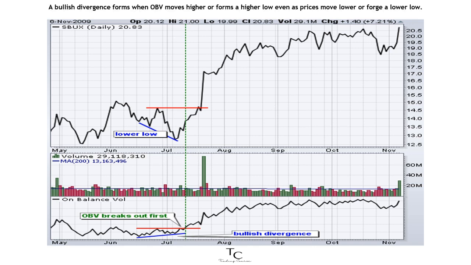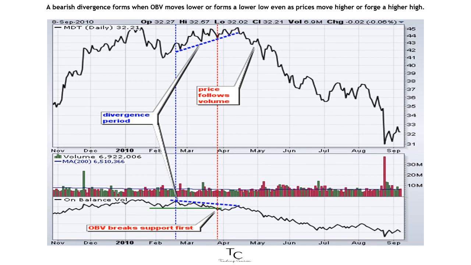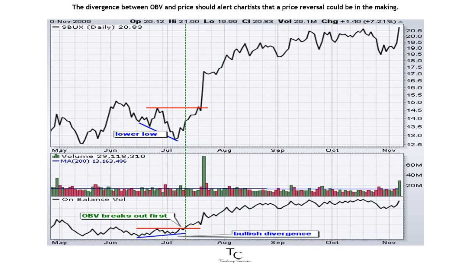A bullish divergence forms when OBV moves higher or forms a higher low even as prices move lower or forge a lower low. A bearish divergence forms when OBV moves lower or forms a lower low even as prices move higher or forge a higher high. The divergence between OBV and price should alert chartists that a price reversal could be in the making.